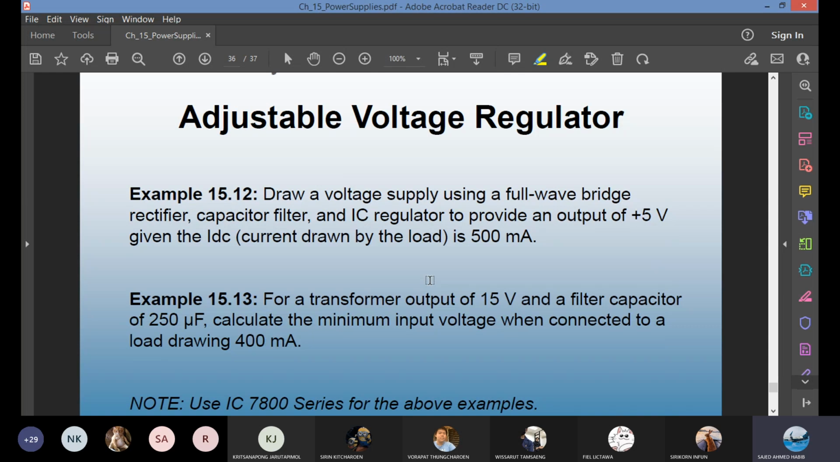Draw its voltage supply using a full wave bridge rectifier, capacitor filter, and IC regulator. I intend to give you a similar problem like this for your fifth homework. Your fifth homework will be assigned tonight, giving you a 1 week deadline, which will be next Thursday.